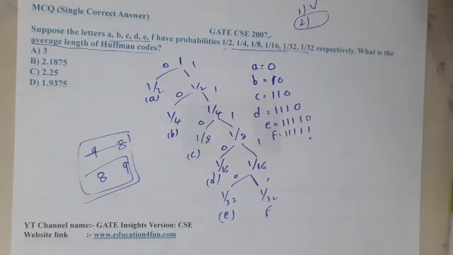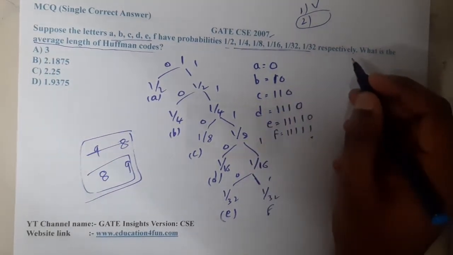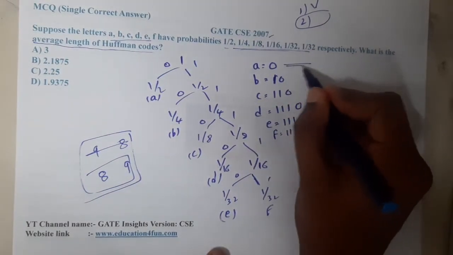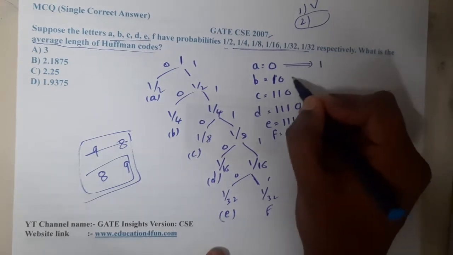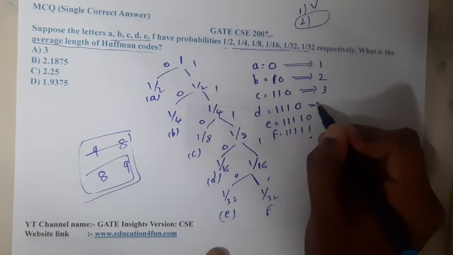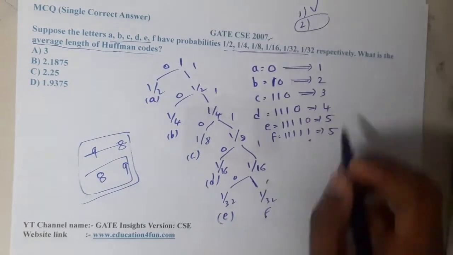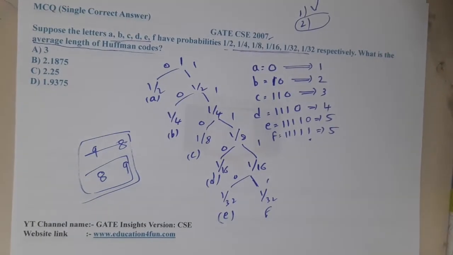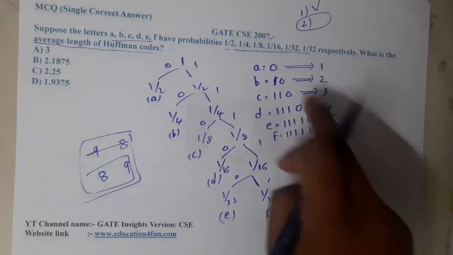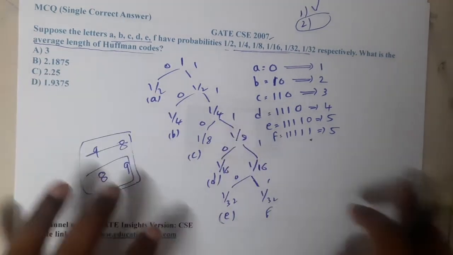Now here they are asking the average length of the code. So let us understand now. How many bits are we having, guys? Here we are having 1 bit. Here we are having 2 bits. Here we are having 3 bits. Here we are having 4 bits. Here we are having 5 bits. Here we are having 5 bits. So now what we should do, guys? We should multiply these values with our given probabilities, so 1 into 1 by 2. That's what we need to calculate, and then we find the average.